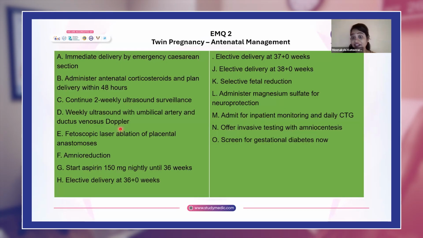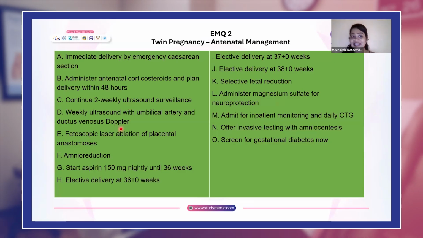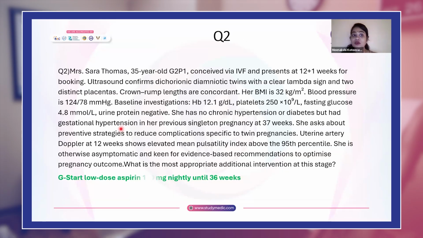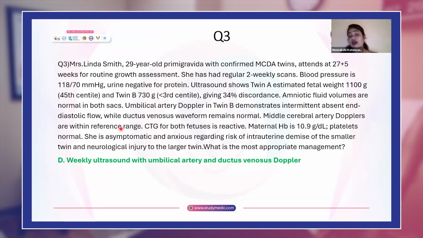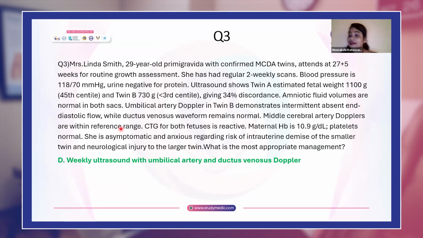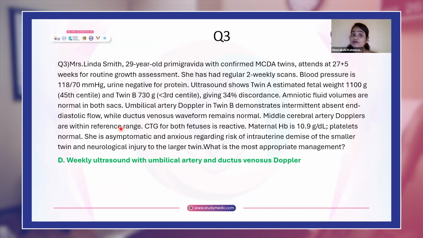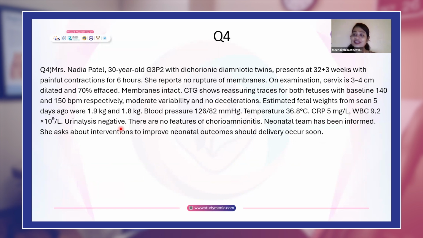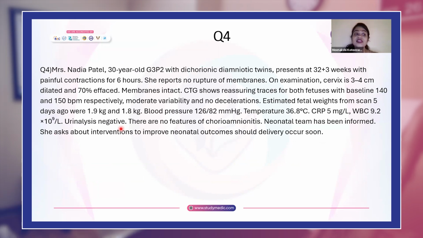Sometimes you also would be getting different options, so make sure that you don't get confused on this. Now you need to monitor more frequently because she's only at 28 weeks currently, 27 weeks and 5 days. So now 2 weekly scans might not be sufficient, so just go ahead and do weekly ultrasound and monitor for the ductus venosus.